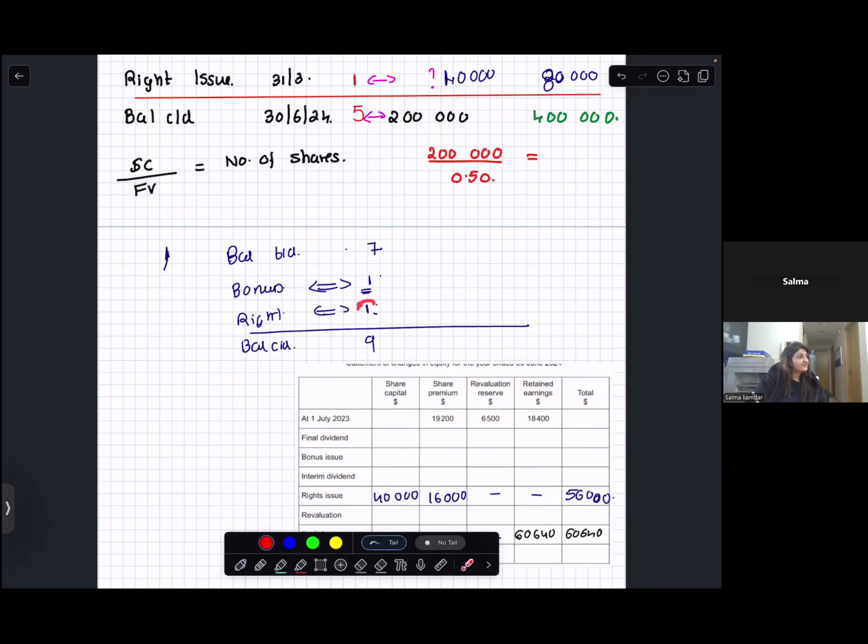One ordinary share was given as right. One ordinary share is given as bonus for every 7 held. After that, you give one right share. You gave what? One right share. So your total number of shares becomes 9. Okay? Why? 7, 8, and 9.